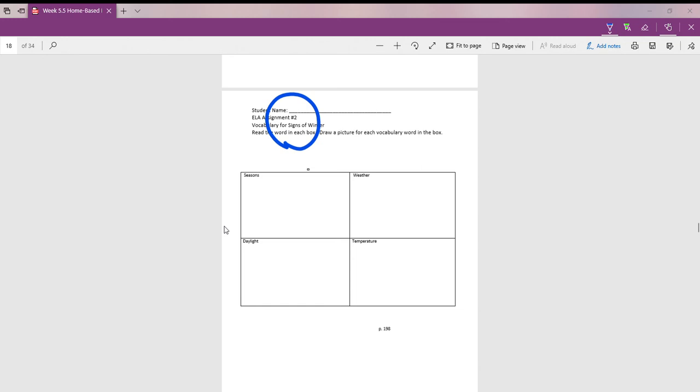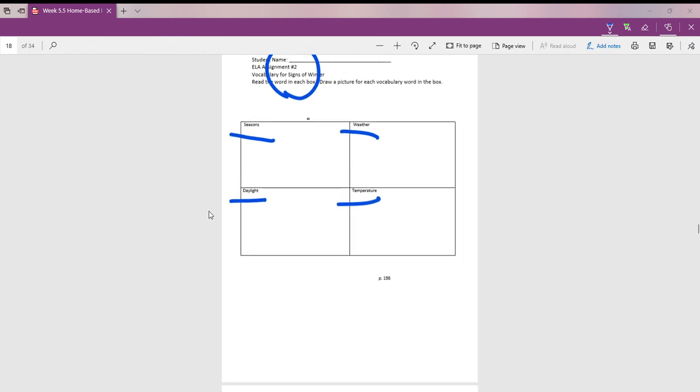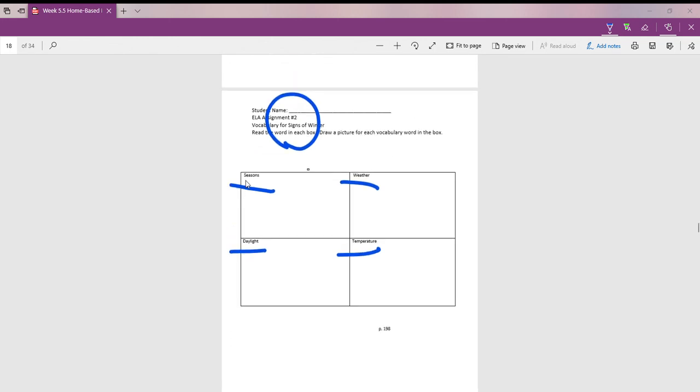We have four vocabulary words. We have seasons, weather, daylight, and temperature. Okay? Your job is to draw a picture for each vocabulary word. Aquí en esta actividad, padres, los niños van a dibujar lo que significa cada palabra. So the first word is seasons. La primera palabra es estaciones o la temporada. And boys and girls, you can probably draw the four seasons.